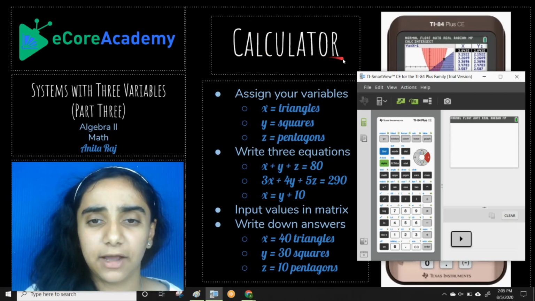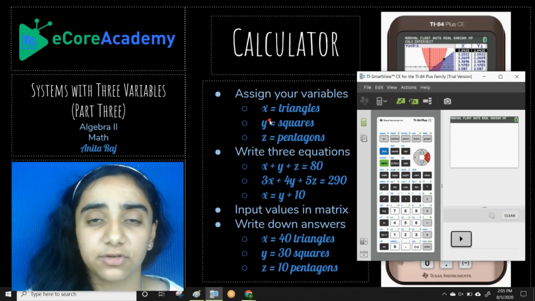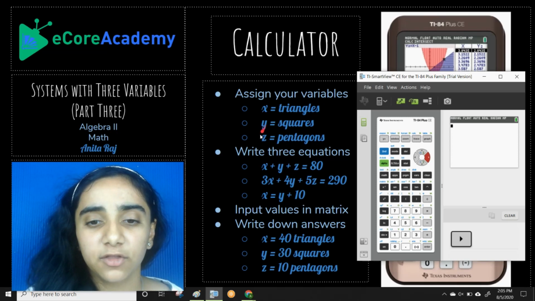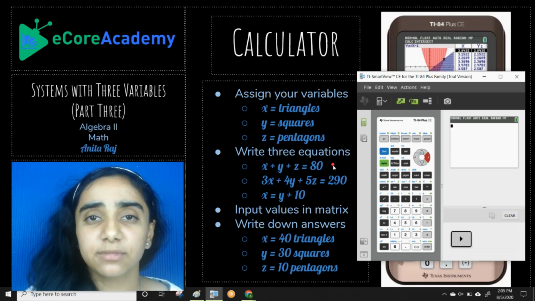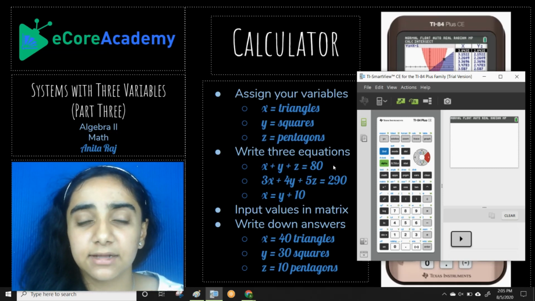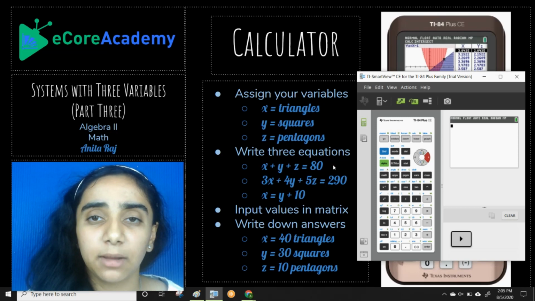So what you want to do now is you want to take the same approach. You want to assign your variables. So like I said before, x is our triangles, y is our squares, and z is our pentagon. So we assign each of our variables with the corresponding shape of wood. Then we're going to write our three equations. If you guys remember, it said we have a total of 80 shapes. So the amount of triangles plus squares plus pentagons is 80. So we do x plus y plus z equals 80.